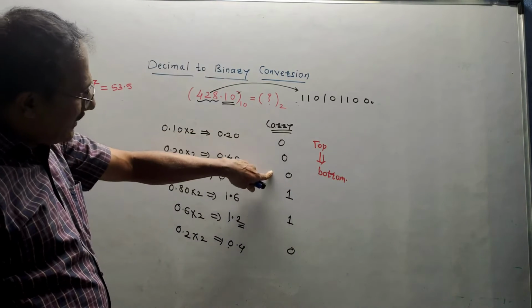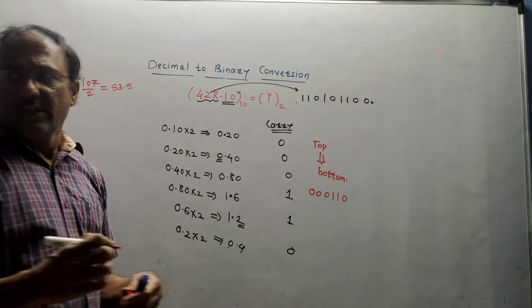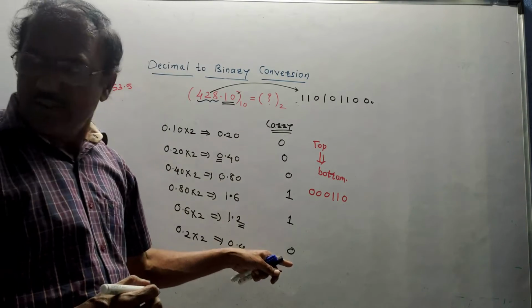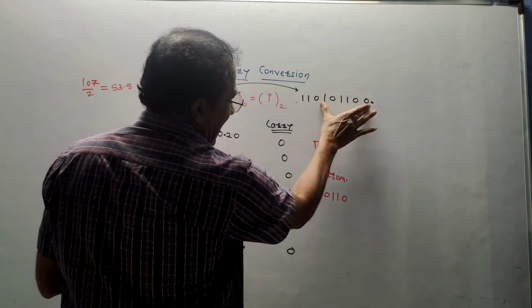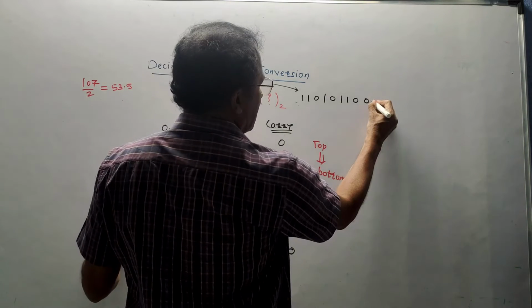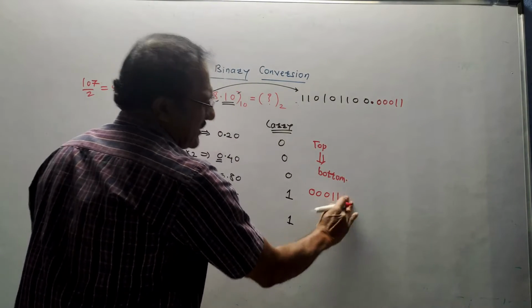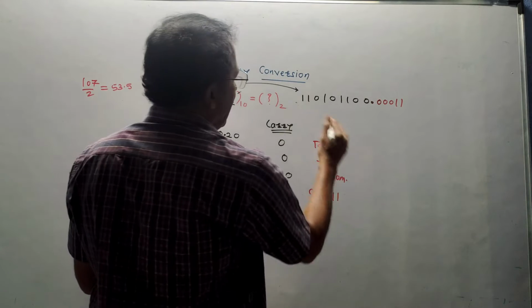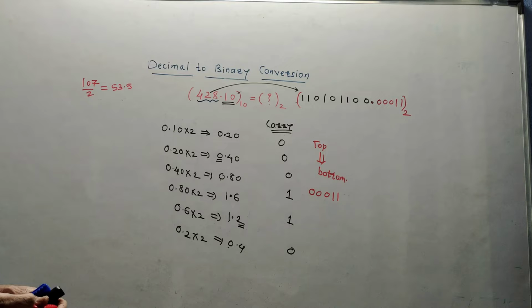So this number from top to bottom is actually 0, 0, 0, 1, 1, 0. It is 3 times 0, 1, 1, 0. So the final answer can be written like this. This answer I have already written for the integer part. The fractional part is this answer. So after this decimal point, write it like this: 0, 0, 0, 1, 1. This 0 you can even skip because it is after the decimal point. It has no meaning. Close the bracket and write its base as 2. So this is the procedure to convert a decimal number into a binary number.